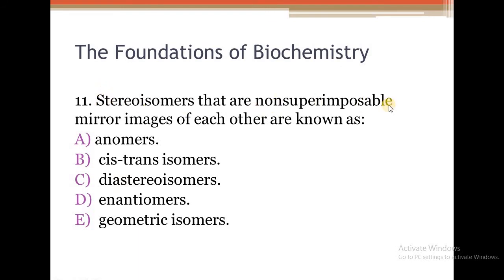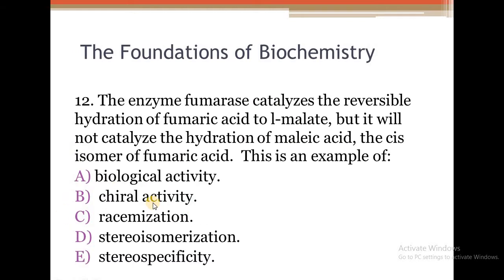Stereoisomers that are non-superposable mirror images of each other are known as enantiomers. Option D is correct. Next, the enzyme fumarase catalyzes the reversible hydration of fumaric acid to L-malate, but it will not catalyze the hydration of maleic acid, the cis isomer of fumaric acid. This is an example of stereospecificity. Option E is correct.